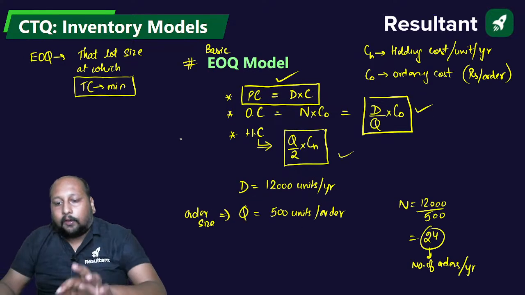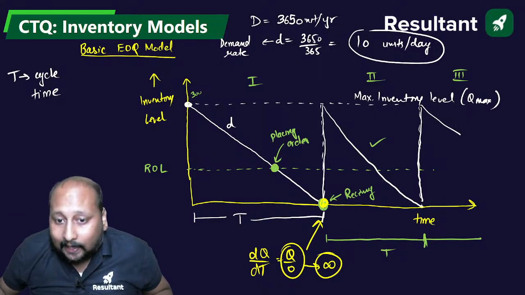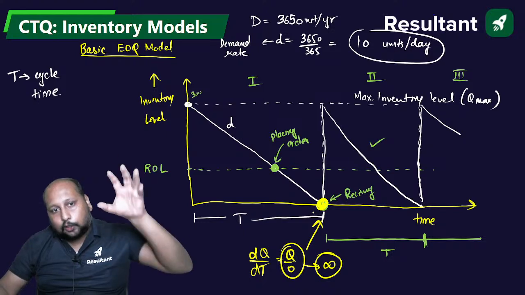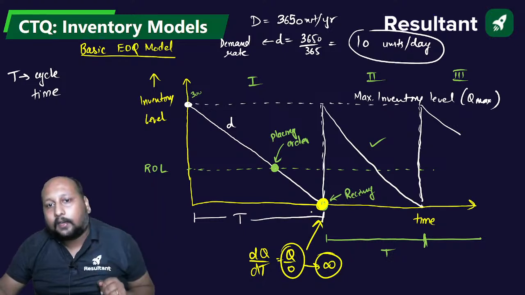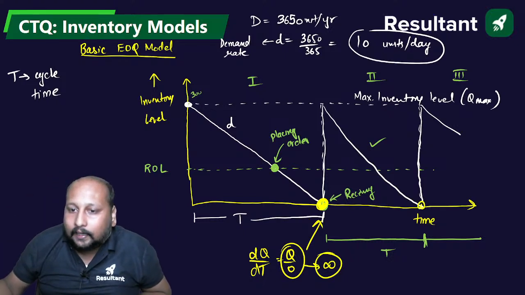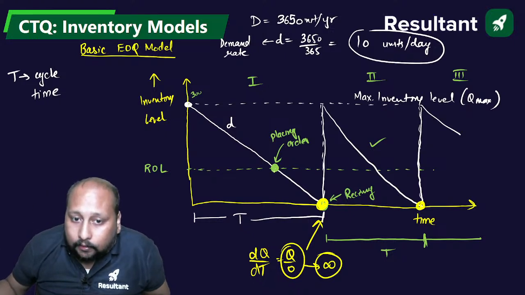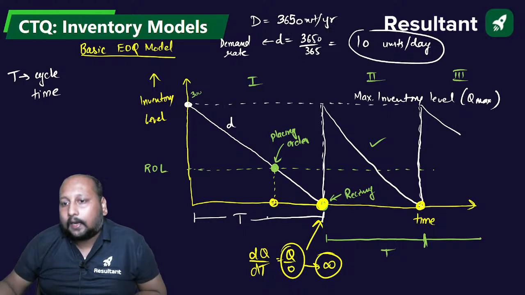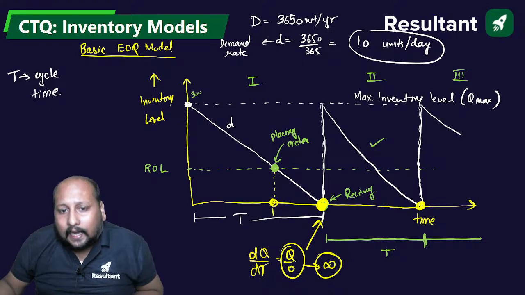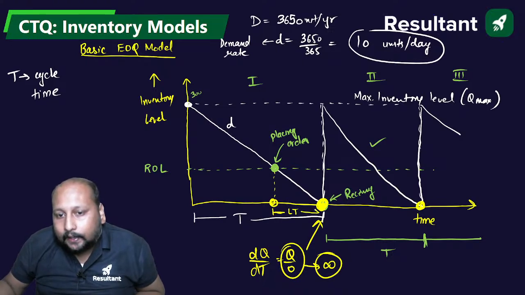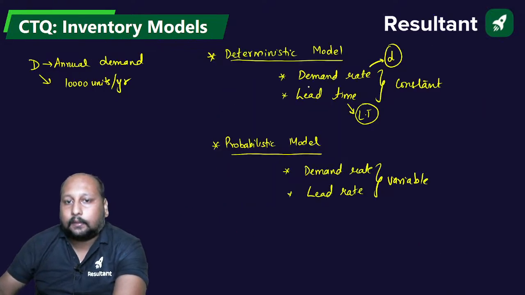So now you have understood why we call this the infinite replenishment model: at the end of every cycle, the slope of this curve, that is the rate of change of inventory with respect to time, is tending to infinity, and this happens at the end of every cycle. The time taken from placing the order until the inventory reaches our factory or warehouse is called the lead time. Remember LT, lead time.